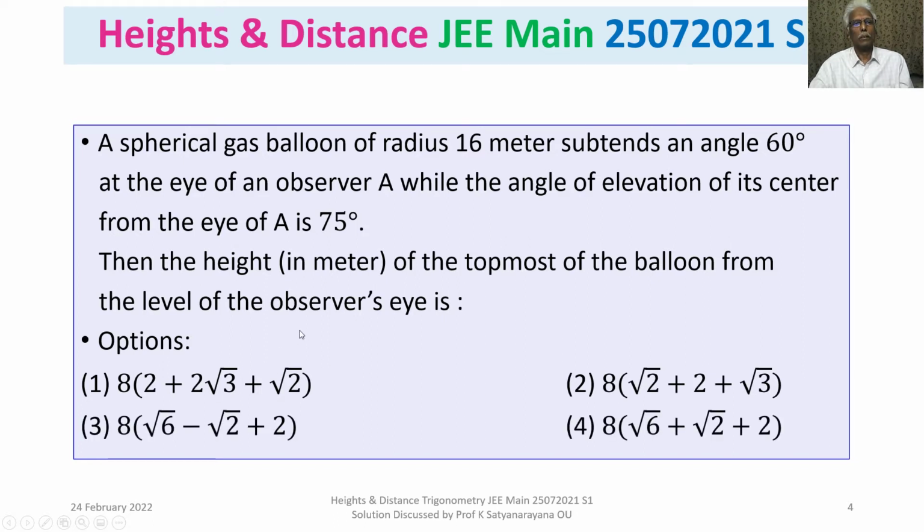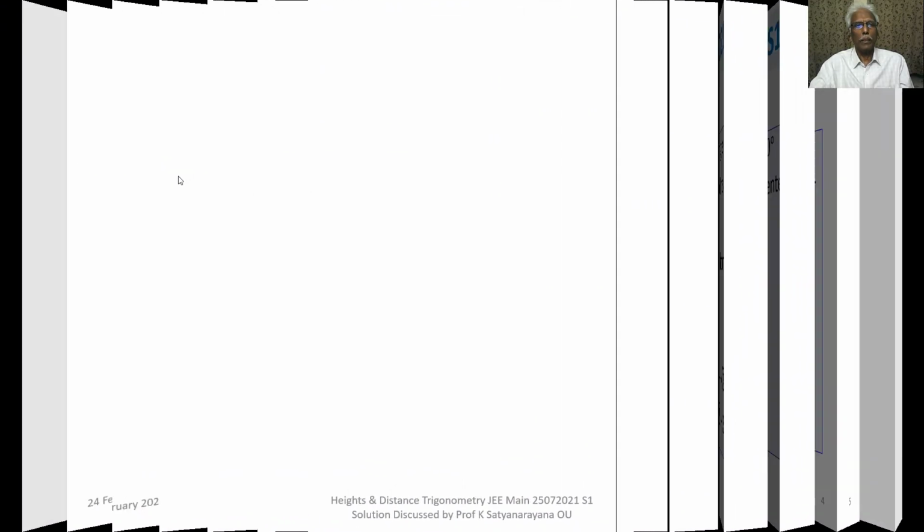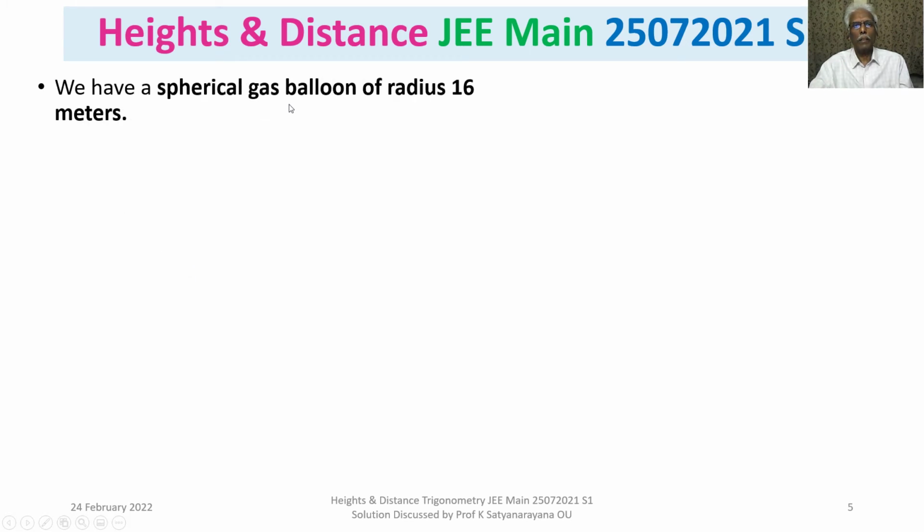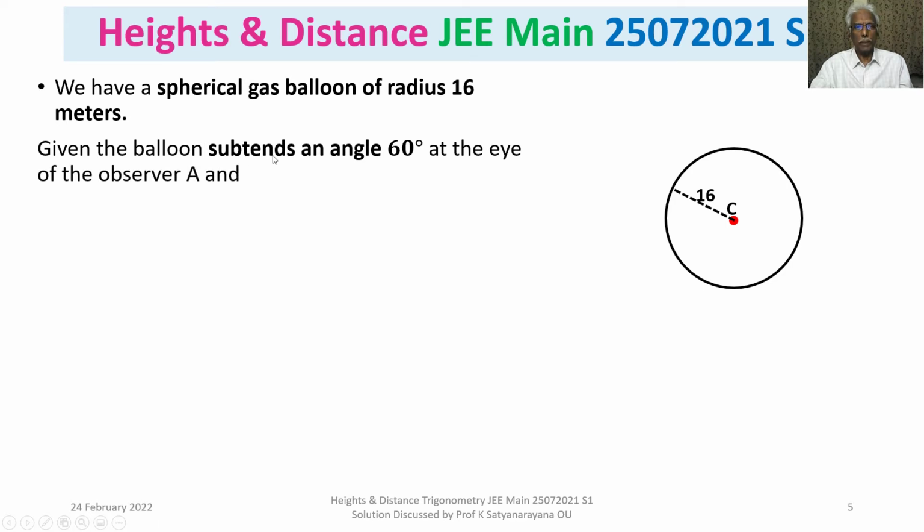Let's now discuss the solution of the problem in detail. We have a spherical gas balloon of radius 16 meters. So this is the spherical gas balloon of radius 16 meters. Given the balloon subtends an angle 60 degrees at the eye of the observer A. So the balloon subtends an angle of 60 degrees at the eye of the observer A.